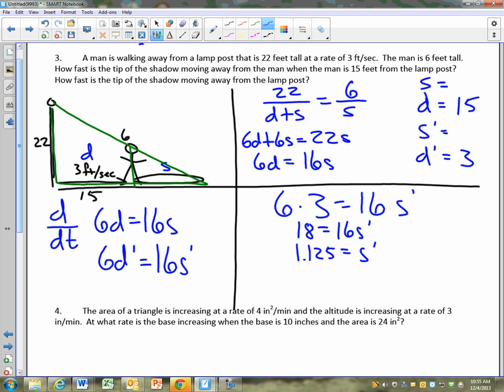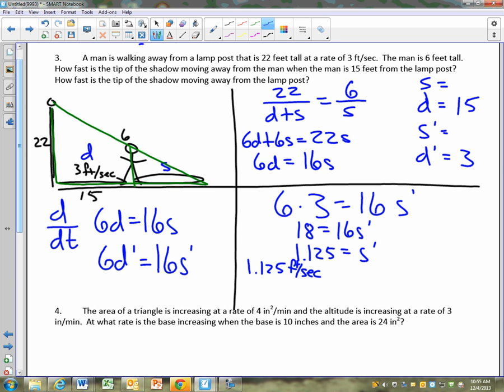There's 2 questions here, you guys. The first question is, how fast is the tip of the shadow moving away from the man? And the second one is, how fast is the tip of the shadow moving away from the lamppost? Which one have we answered? Away from the man, because we answered S prime, right? So it's moving at a rate of 1.125 feet per second away from the man.